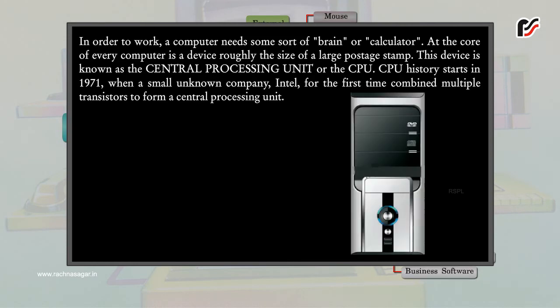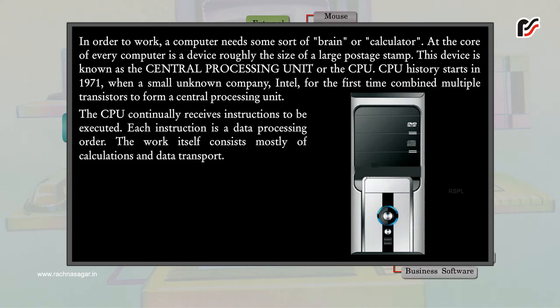CPU. In order to work, a computer needs some sort of brain or calculator. At the core of every computer is a device roughly the size of a large postage stamp. This device is known as the Central Processing Unit, or the CPU. CPU history starts in 1971 when a small unknown company, Intel, for the first time combined multiple transistors to form a central processing unit. The CPU continually receives instructions to be executed.